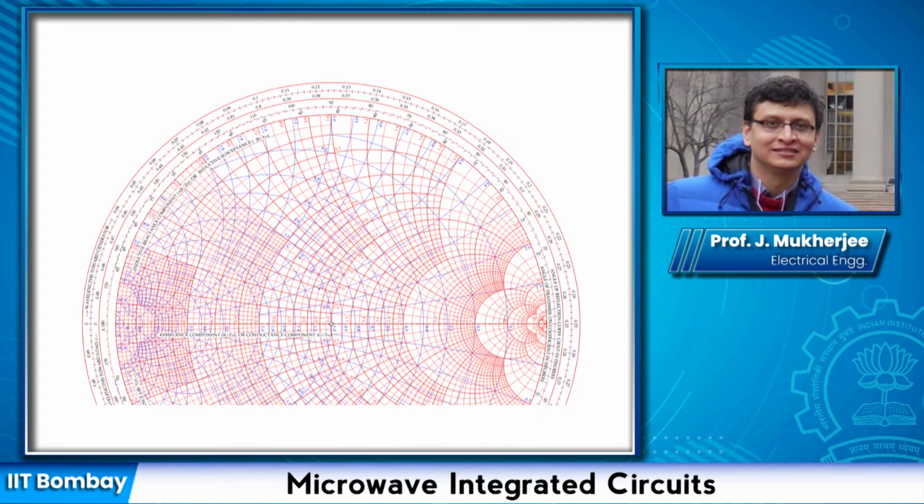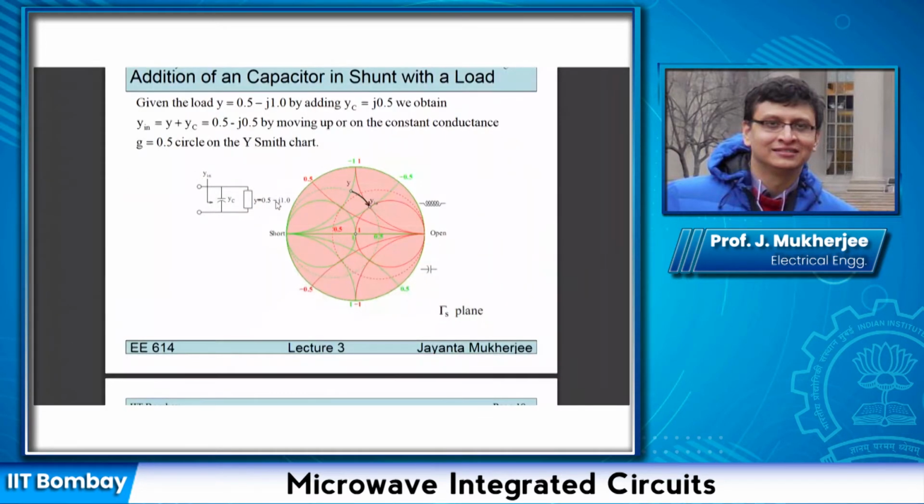If we plot it using the admittance Smith chart, which point will it correspond to? First of all, because it is negative susceptance, it will be in the upper half of the Smith chart. 0.5 minus j 1.0. So let us locate 0.5 conductance, and minus j 1 corresponds to this one. So this point corresponds to the admittance Y, 0.5 minus j 1.0.